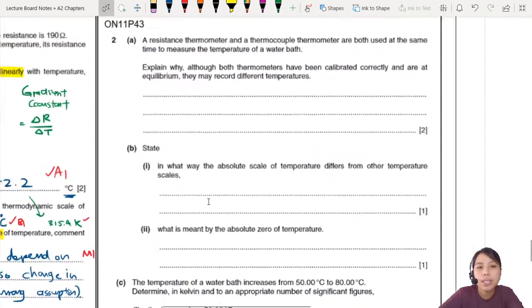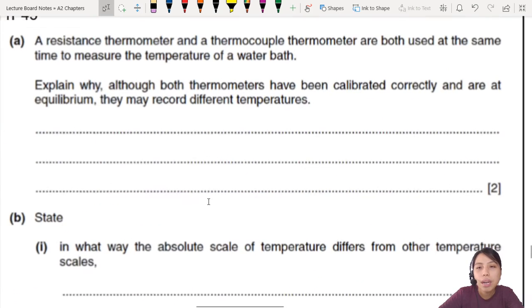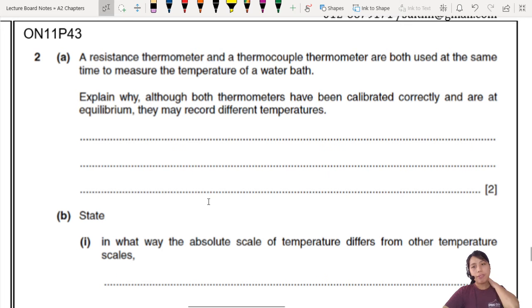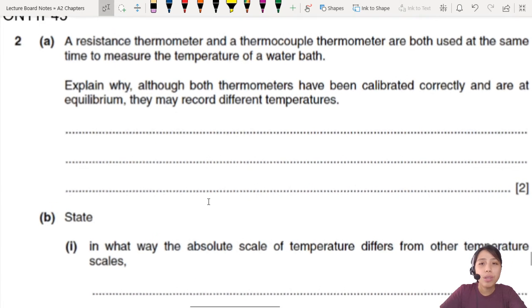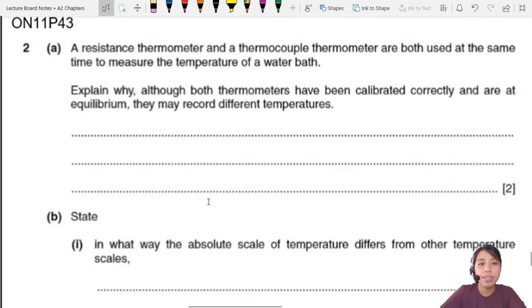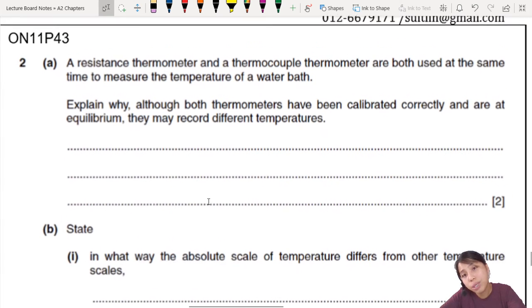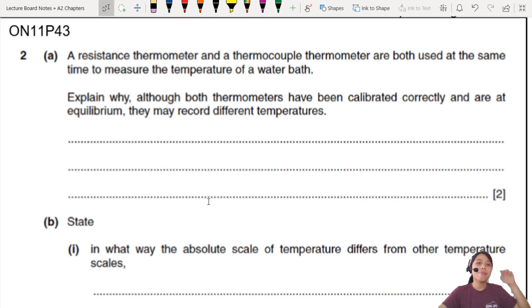Let's do one last one here about calibration of thermometers. ON11 P43. Now you have two thermometers, a resistance thermometer and a thermocouple thermometer, you have to remember what those are, both used at the same time to measure a water bath. Explain why, although both thermometers are calibrated correctly, they may record different temperatures at equilibrium.